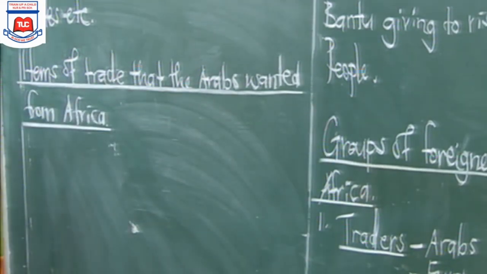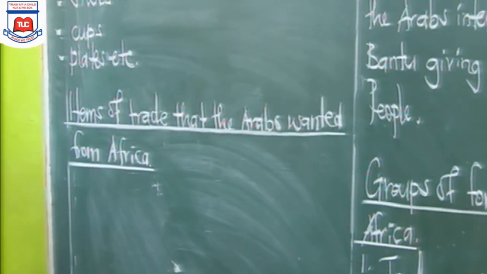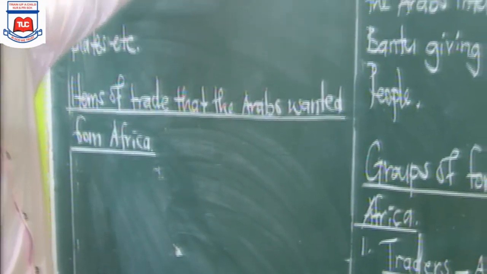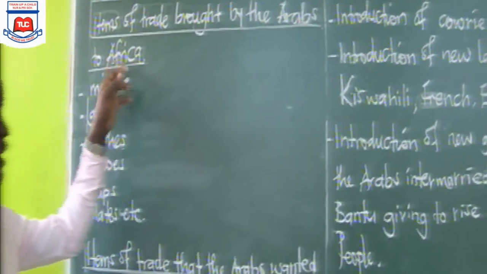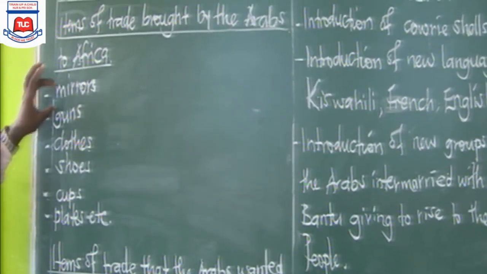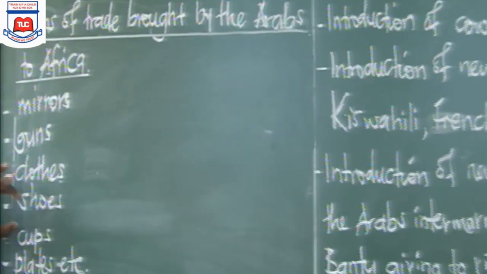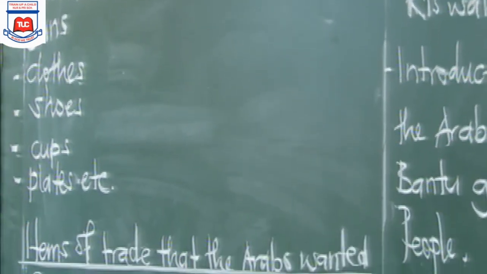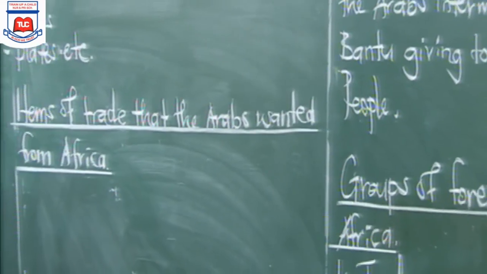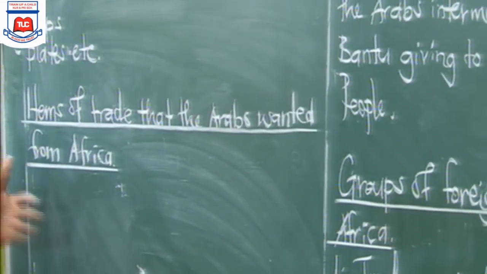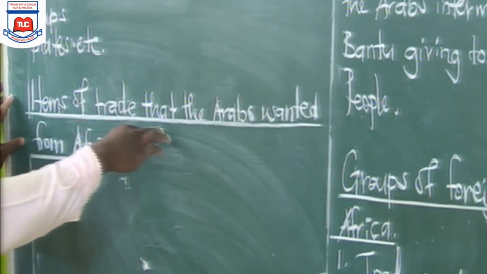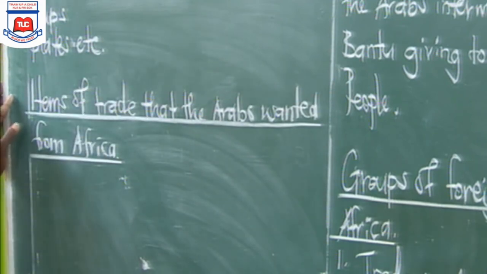So, dear viewer, I want you to take serious note of these two headings. This one is giving us the items of trade that were brought by the Arabs to Africa. And these are the ones we have talked about: mirrors, guns, clothes, shoes, cups, plates, and others. Now, on the other side, we also had some items that these people were interested in getting from Africa. And those are the ones we are going now to look at in this next heading: items of trade that the Arabs wanted from Africa.